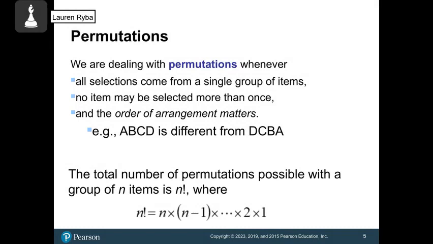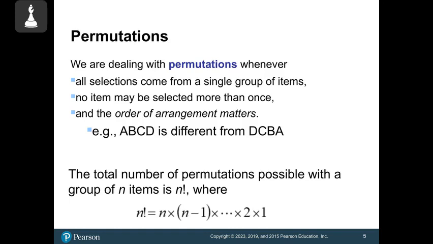The next type of problem is going to be what's called a permutation. When you work with a permutation, we have to have a few things here. All of our selections must come from a single group. So we know what the group is. We know how many items are in that group. No item may be selected more than once. The items are going to be distinct. And the order of the arrangement matters. So in a permutation, the order that you are put in matters. It matters if you are in first place versus 4th place.